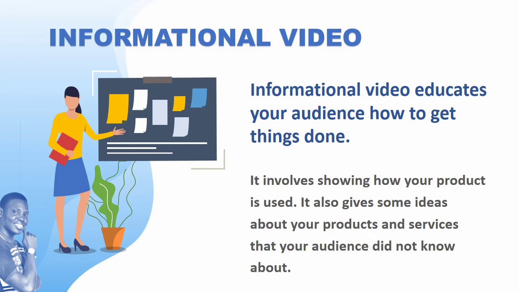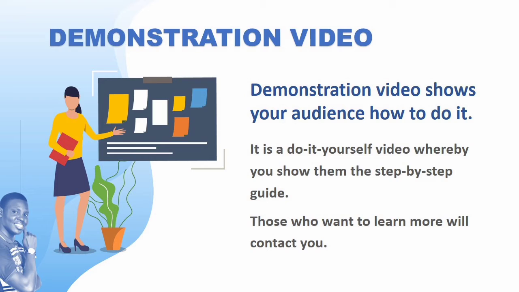Number two, informational video. Informational video is all about educating people on how to get things done. Then the third one is demonstration video. Demonstration video shows people how to do it. That's do-it-yourself video. You demonstrate how it's done and you can tell people that want to learn more to contact you.